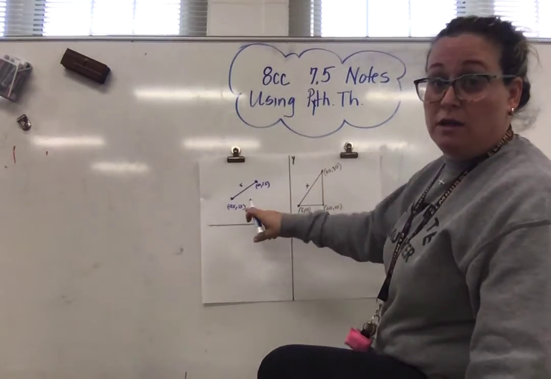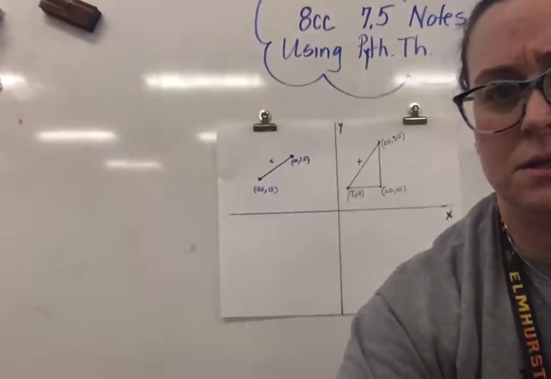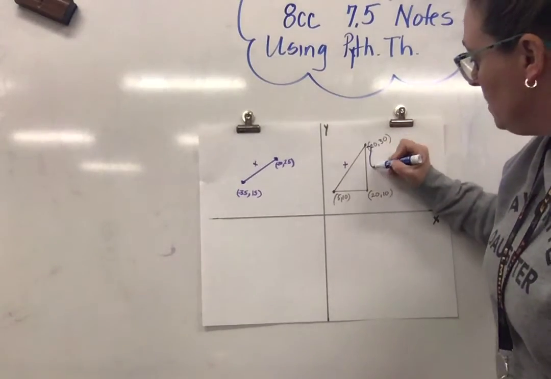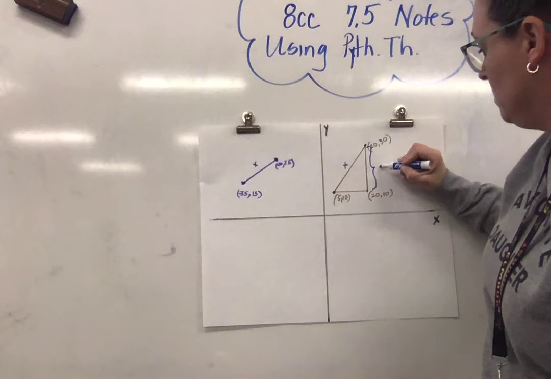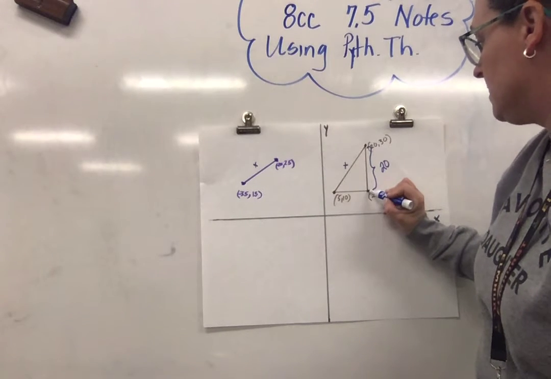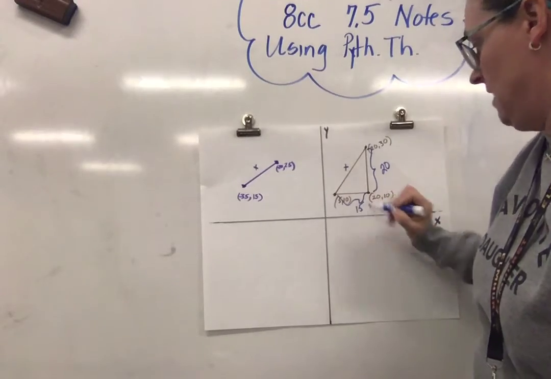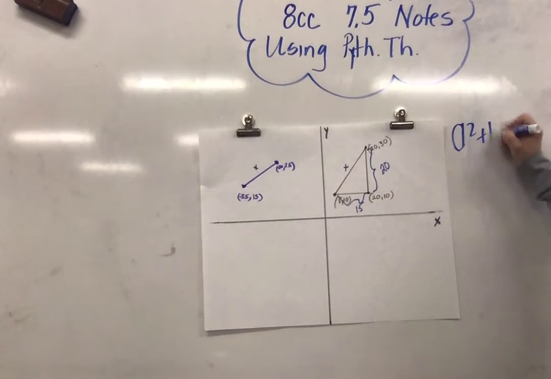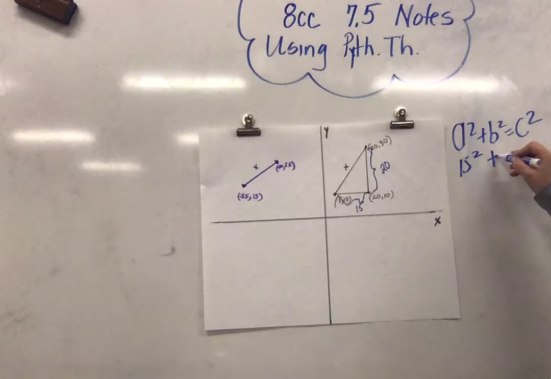Let's do one with the triangle and then we'll do one without the triangle. Let me get you a little closer so you can see these measurements. I have a triangle. By using the ordered pairs, I can determine what the height is. It is 10 to 30, so this is 20. This is 5 to 20, so this is 15. So now I can say that a squared plus b squared equals c squared. So 15 squared plus 20 squared equals c squared.